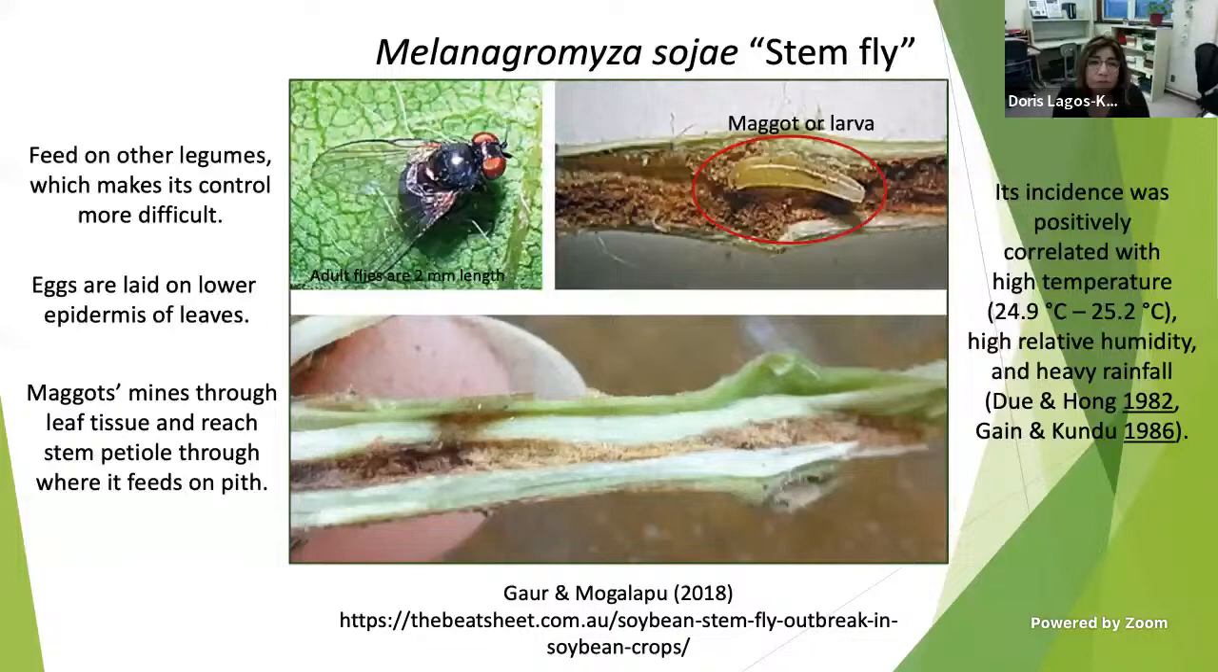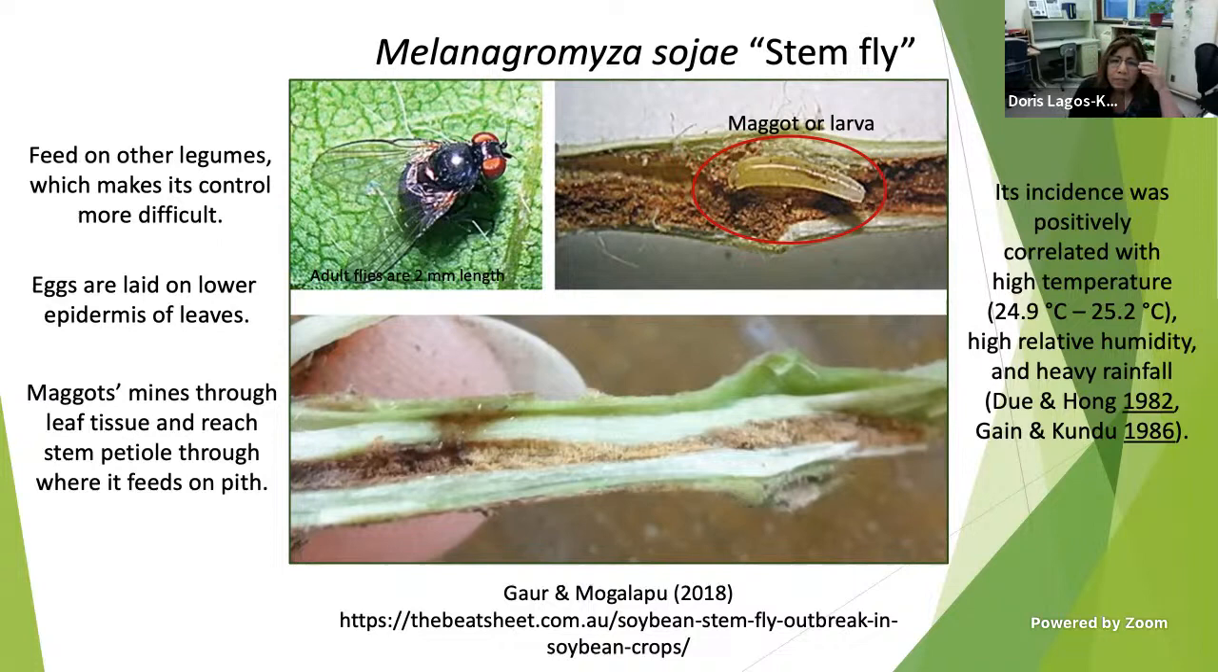Now I want to talk about a fly. These flies are Lepidopterans, and they also have a complete metamorphosis. And so Melanagromyza sojae can cause about 40% of damage in soybean fields.